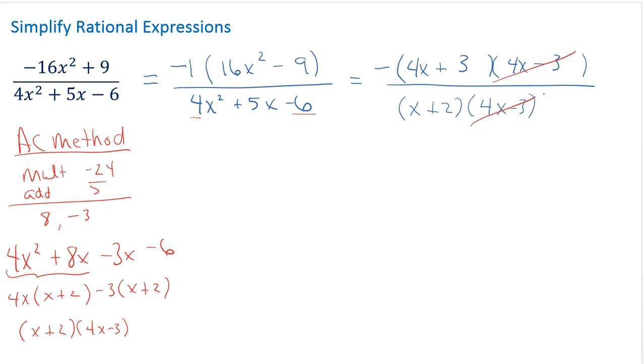You cannot cancel anything unless it's a factor. So for example, I got an x squared and an x squared. Can I cancel those here? No, because this is not factored in the numerator and denominator.